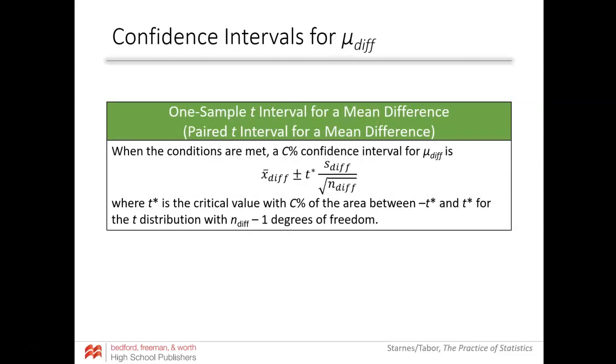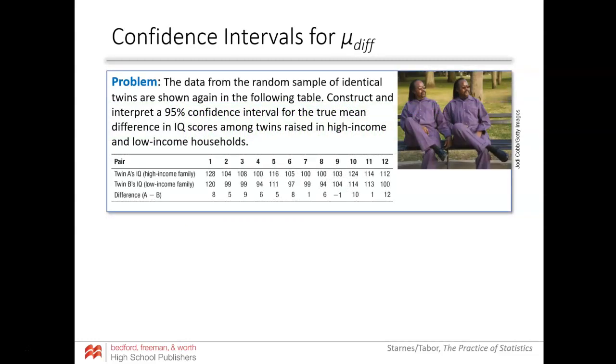That formula looks awfully familiar, except you'll notice the notation. They use x-bar sub diff to represent a matched pairs data set. All right, degrees of freedom. Just like you would think, it's n sub diff minus one. And then, of course, we're going to be able to use technology and get an even better picture of a confidence interval in those cases.